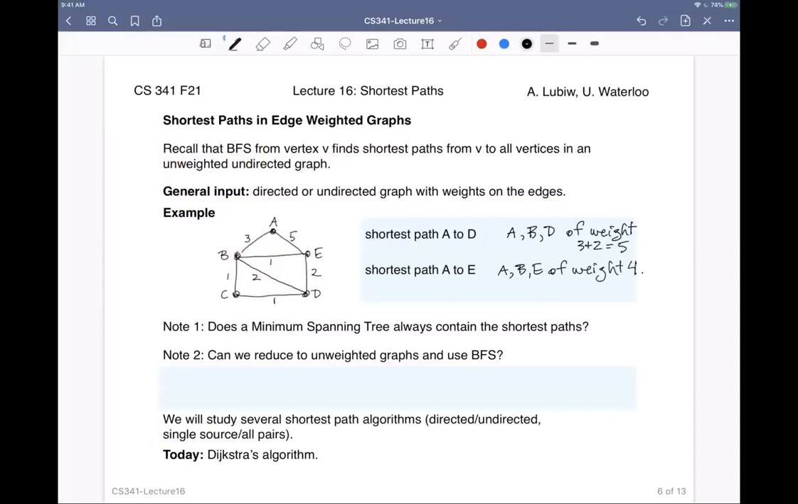Okay. Now, we were just doing minimum spanning trees. So one thing you might wonder is, does a minimum weight spanning tree always contain shortest paths? And the answer, even for this little graph here, you can see it, the answer is no in general. No, not always.